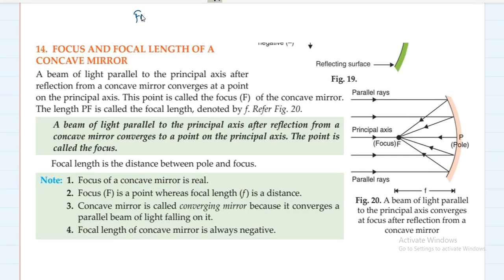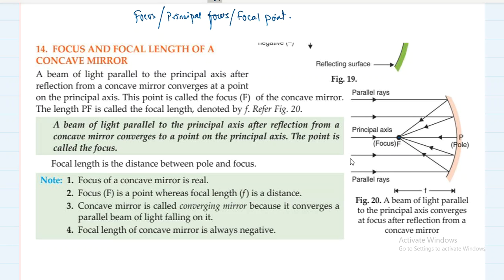So focus or principal focus or focal point, one and the same thing. Okay, that is this point we are talking about.